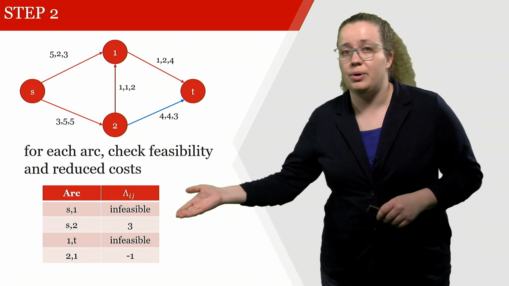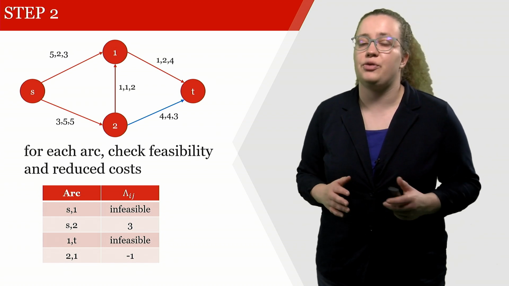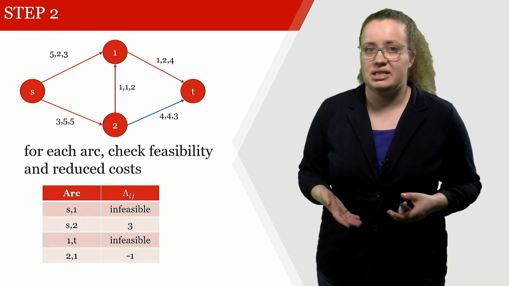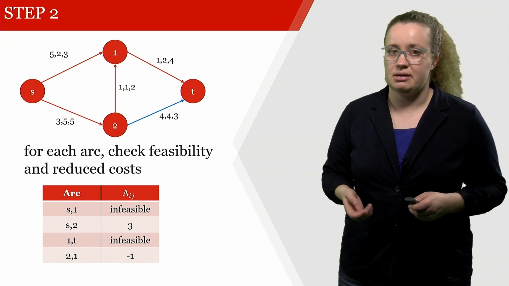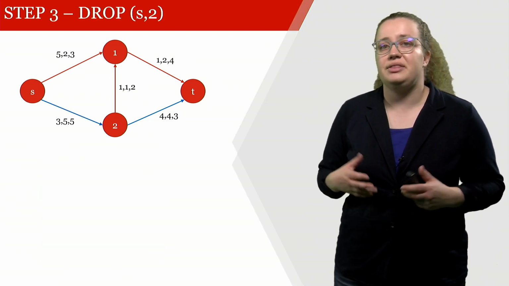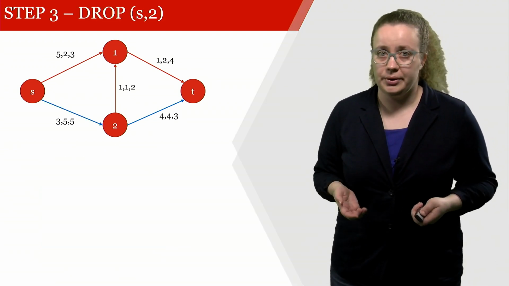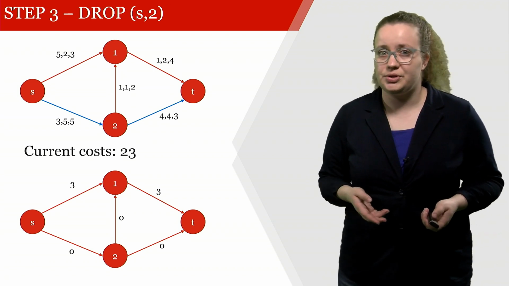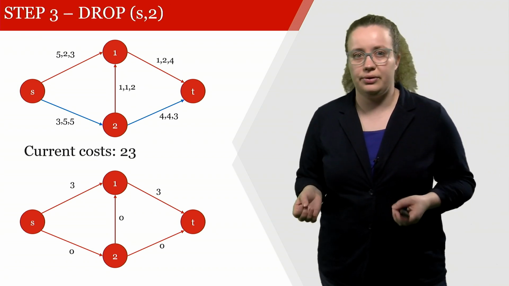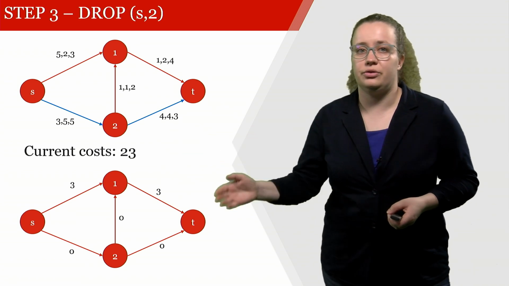But we still have one arc that we can feasibly drop, which is from S to 2. And this is exactly what we're going to do. So we're dropping this arc. And this results in a new network, which is currently giving us a cost of 23. And we send all flow from S to 1 to T.